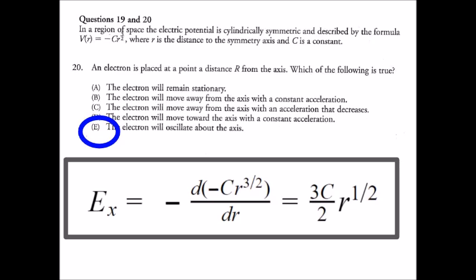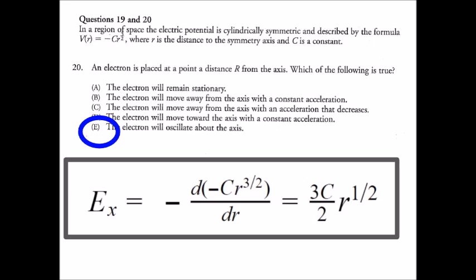Once again, the electron goes in the direction opposite the electric field. If r is positive, then the electric field will be positive, and the acceleration of the electron will be negative. So it'll always be accelerating back towards the origin. It'll oscillate around the axis. Tricky question on a couple different fronts.